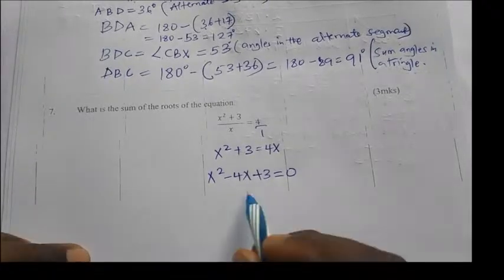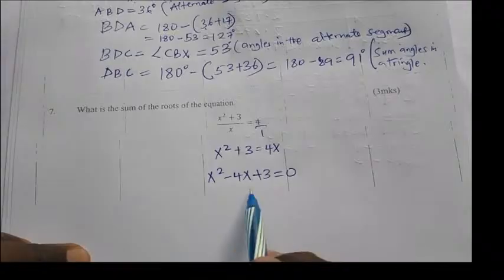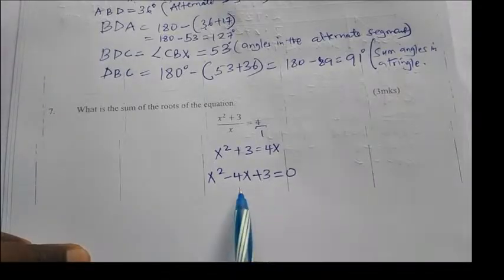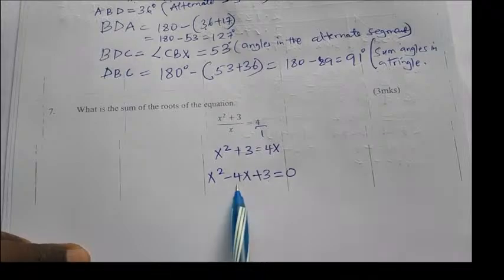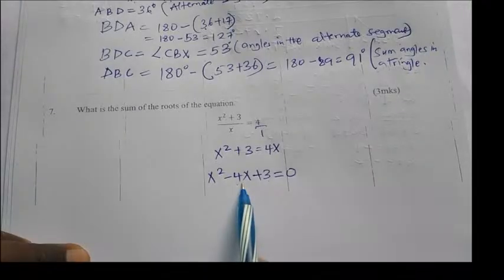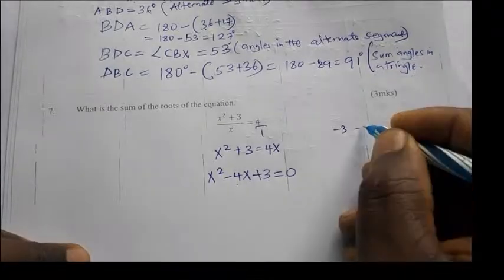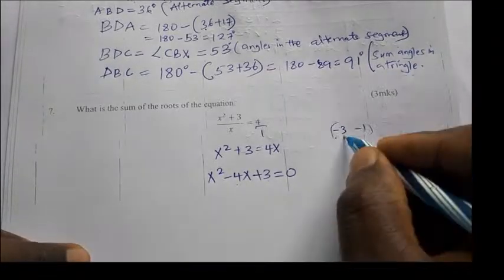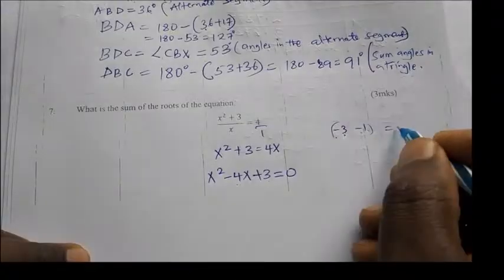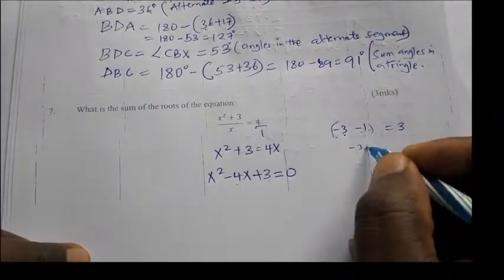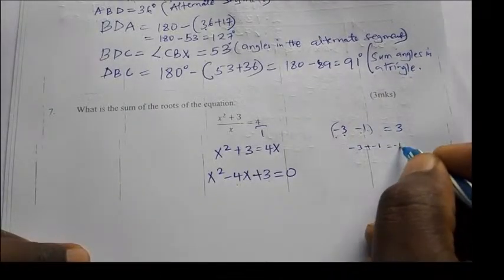So look for two numbers. When you multiply them, the answer is 3. When you add them, the answer is negative 4. So those numbers are negative 3 and negative 1. Negative 3 times negative 1, the answer is 3. Negative 3 plus negative 1, the answer is negative 4.